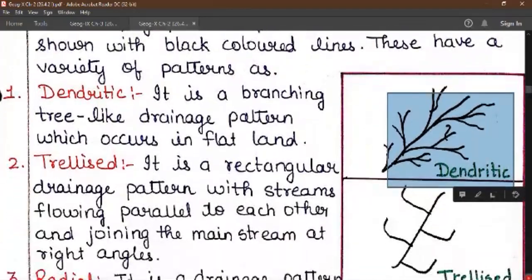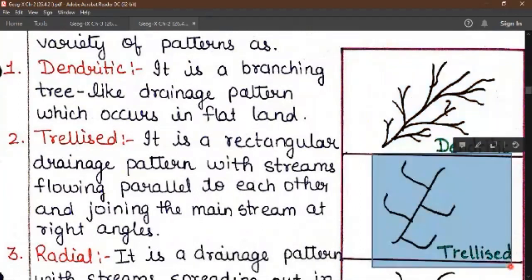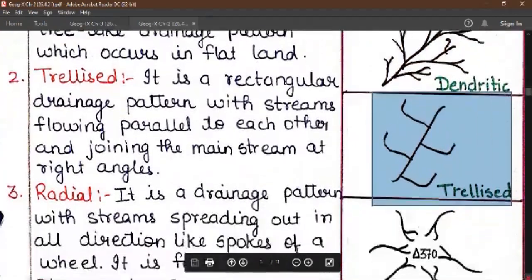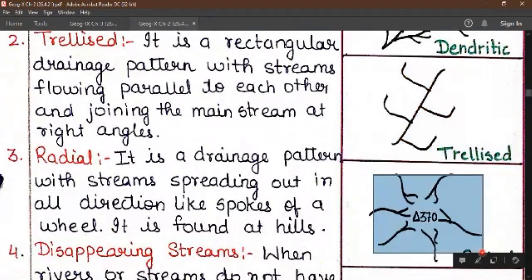Second is trellised. It is a rectangular drainage pattern with streams flowing parallel to each other. These are the streams joining the main stream at right angle. The third one is the radial drainage pattern. It is a drainage pattern with streams spreading out in all directions like spokes of a wheel. It is found at hills. So here the streams are moving in all directions from the central hills. This is termed the radial drainage pattern.